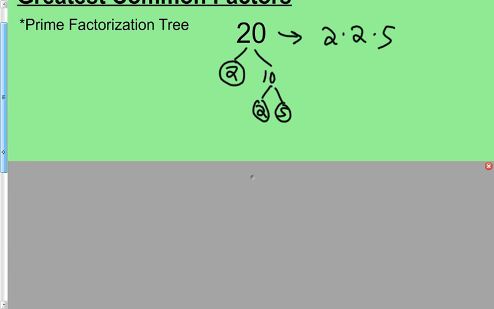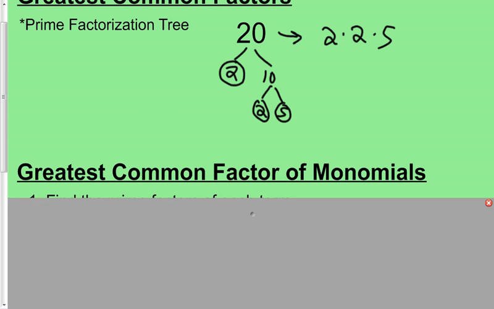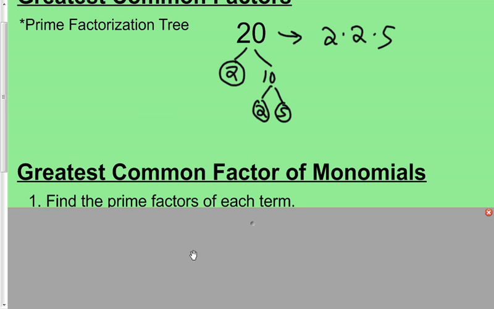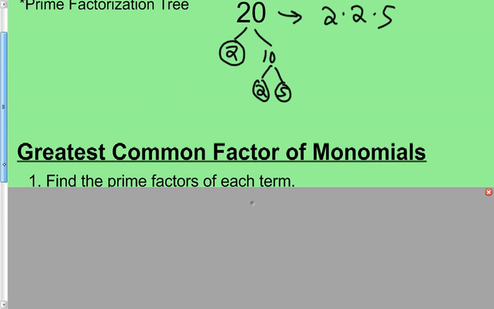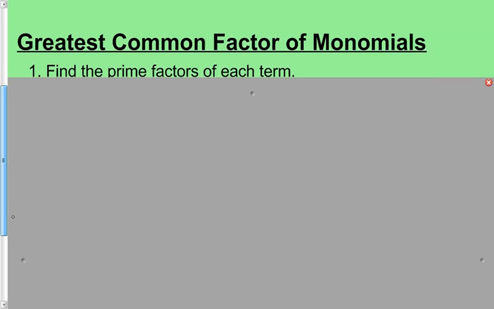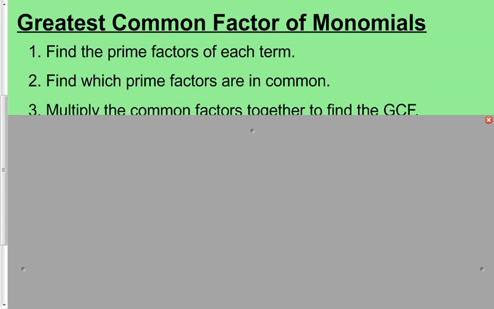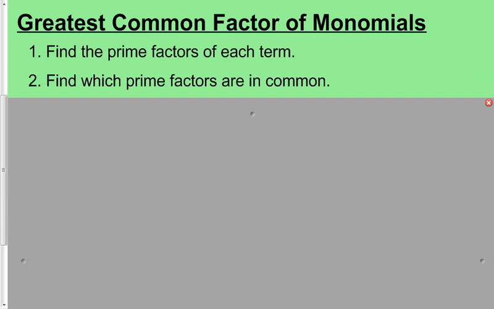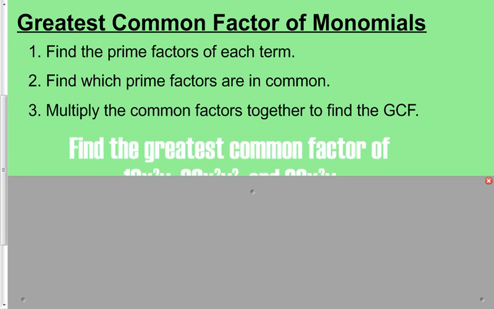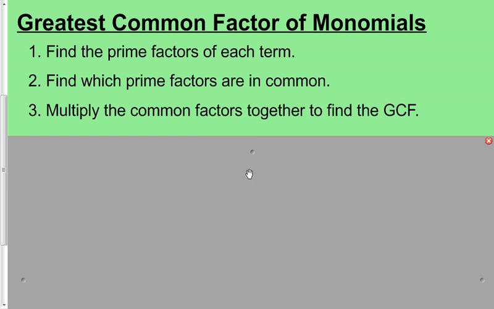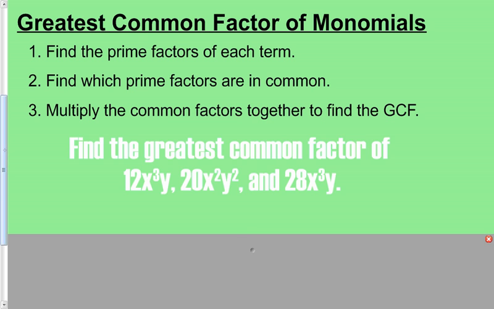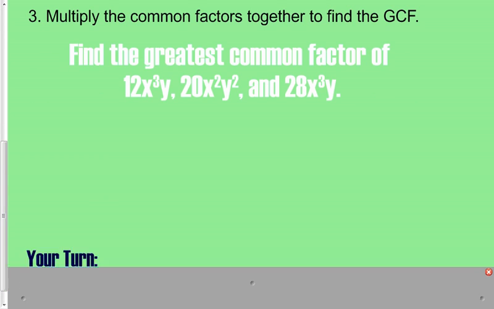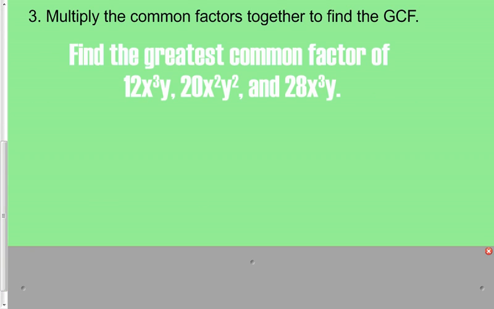Now, when we're trying to find the greatest common factor of monomials, we're going to do a similar thing. We're going to first find the prime factors of each term. We're going to find which prime factors are in common between the different monomials, and then multiply those common factors together to find the greatest common factor. So here's an example. I have three different terms here. We're going to break each one down.